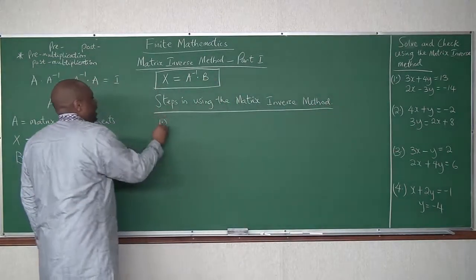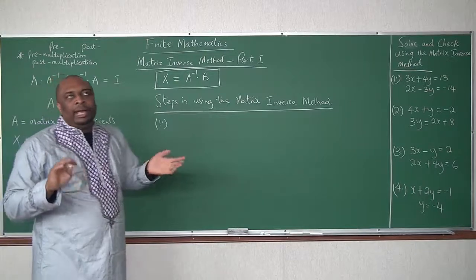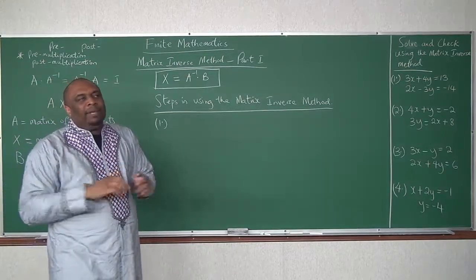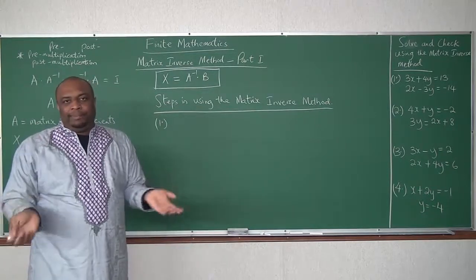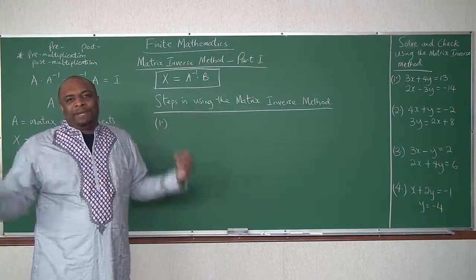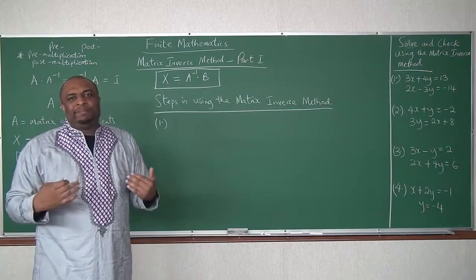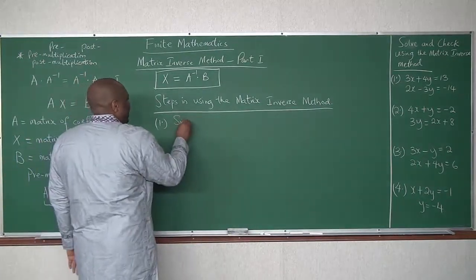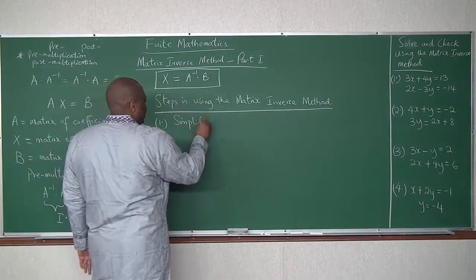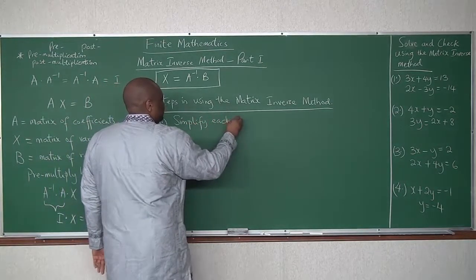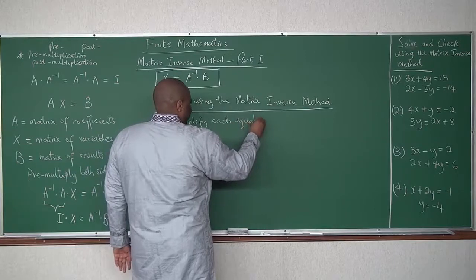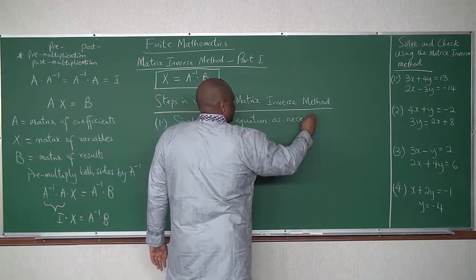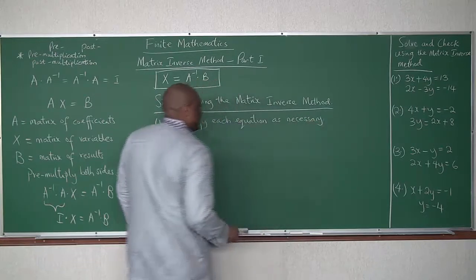So the first thing you want to do is simplify each equation as necessary, because you don't want to work with big numbers. It's good if you can simplify. If the equation can be simplified, go ahead and simplify it. Simplify each equation as necessary. That's the first step.